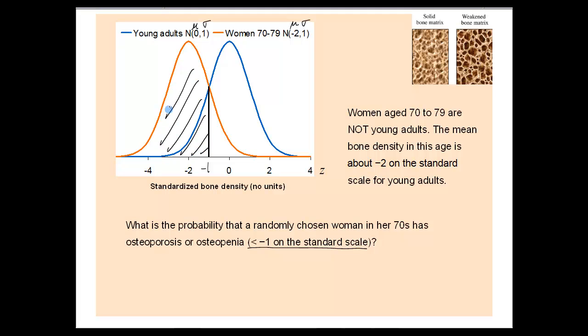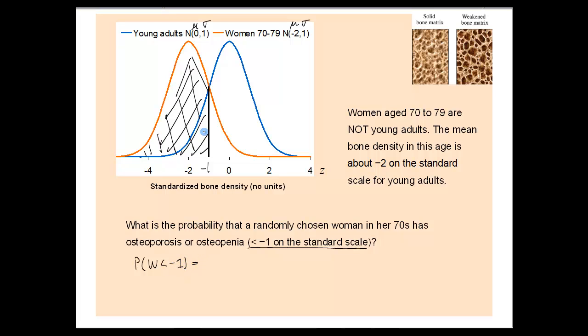I'm trying to find this area then that I have shaded. Now if I can find area that's shaded, this is related to probability. So I'm going to use W to represent my variable for the women, to make sure I'm using the orange curve for women. So I'm looking at the probability that my women's typical score is less than -1.